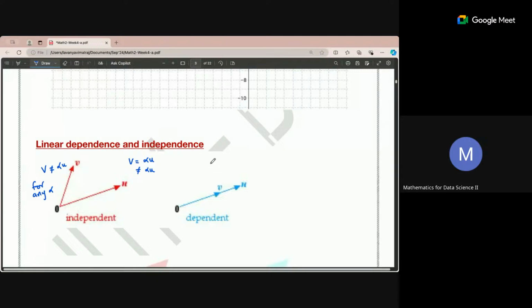Okay. But in this case, v is equal to alpha u for some alpha. Correct? Yes, ma'am. Okay. So in this case, you say that these two vectors are dependent. And in this case, we say that these two vectors are independent. This is for two vectors.